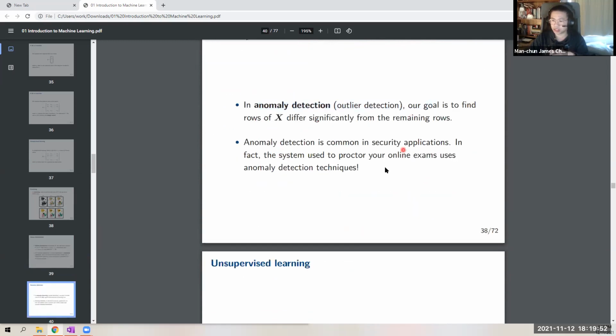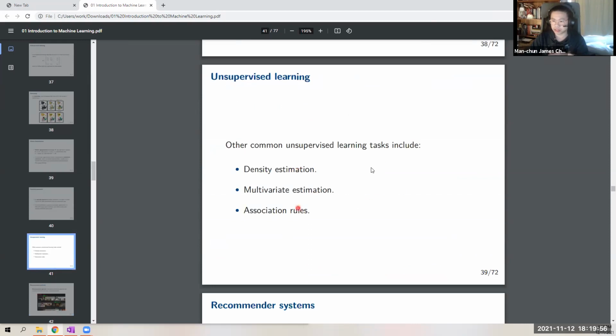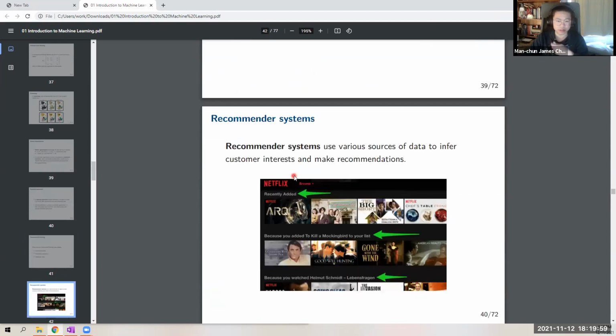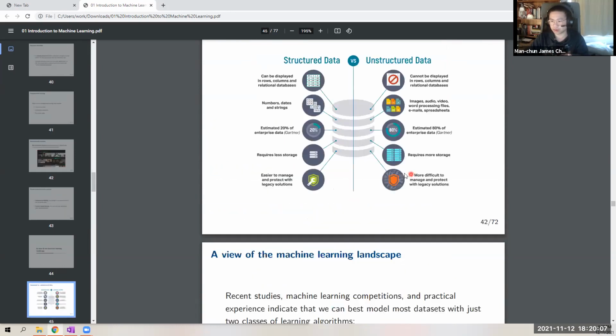Anomaly detection is, I guess, another one. So these are some other unsupervised methods: clustering, and recommender systems, so recommending shows to people.